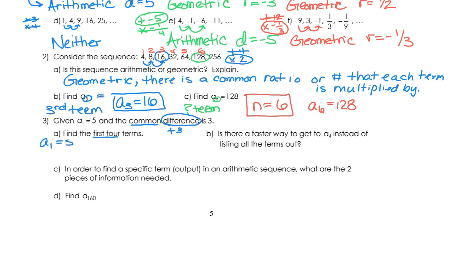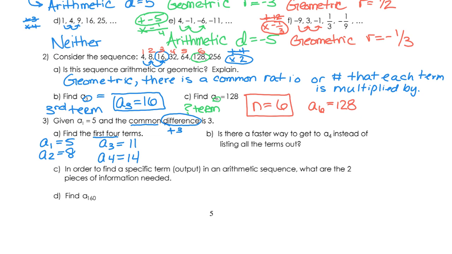So a sub 1 is 5. A sub 2, if you add 3 to 5, you get 8. A sub 3, if you add 3 to 8, you get 11. And then the fourth term, or a sub 4, would be 14.